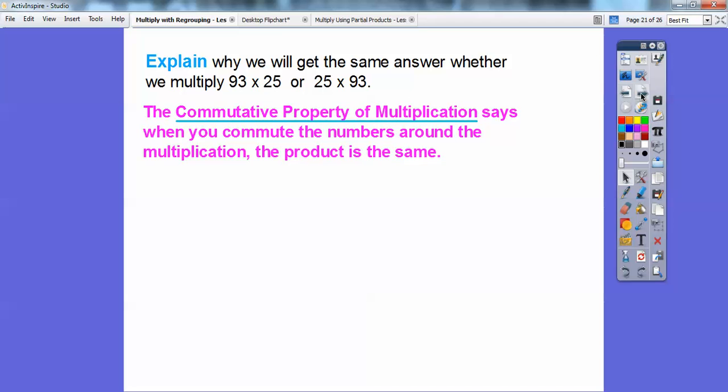So it's called the commutative property of multiplication. And it says when you commute the numbers around the multiplication sign, the products are always the same. So that's why 93 times 25 equals 25 times 93. Think of smaller numbers, you guys, like 5 times 2. What's 5 times 2? Okay, that's 10, right? What's 2 times 5? Well, that's 10 also. So 5 times 2 and 2 times 5, they're just being commuted around the multiplication symbol.